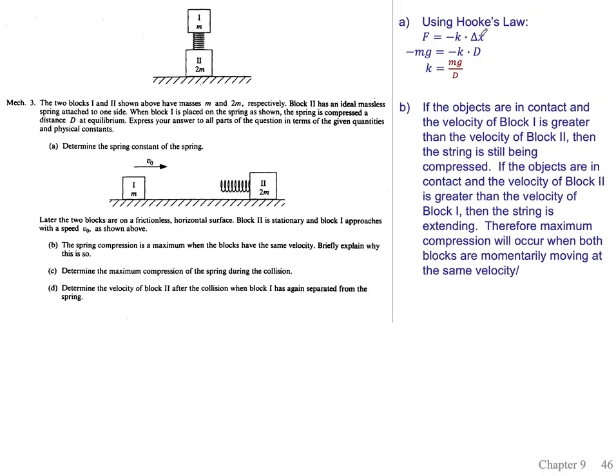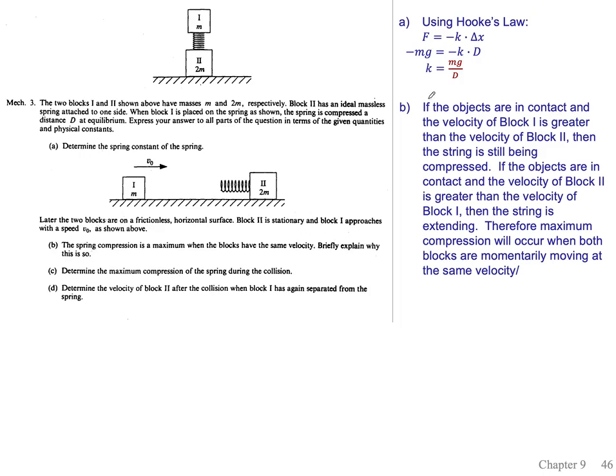Just remember that negative sign just defines the fact that the force and the displacement are always in opposite directions. Oops, I jumped a little far ahead already. Later, the two blocks are on a frictionless horizontal surface. Block 2 is stationary. Block 1 approaches at speed v0 as shown. B, the spring compression is the maximum when the blocks have the same velocity. Briefly explain why this is so.